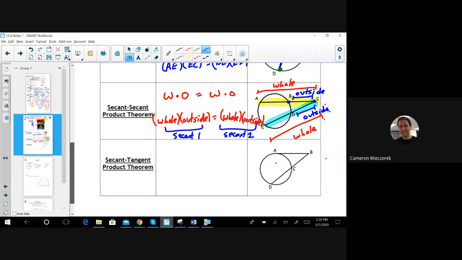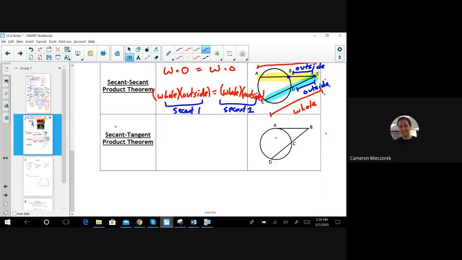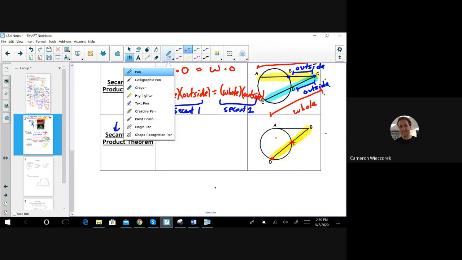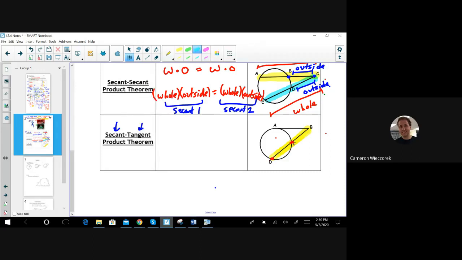And then the last one, what if it's one secant and one tangent? So one segment hits the circle twice and the other one only hits the circle once. So the secant I'll do in yellow. Here's my secant segment, BD. Hits the circle at 2 points. Hits at C, hits at D. And the other one I'll do blue again. My tangent segment will be in blue. So tangent in blue, secant in yellow.